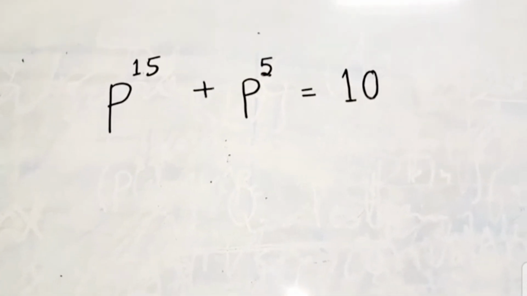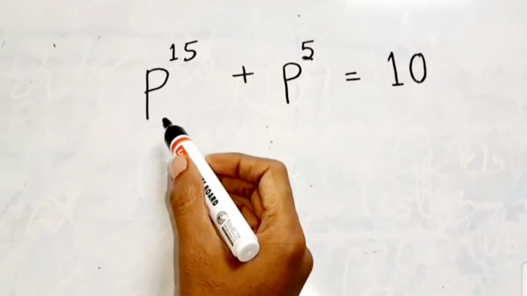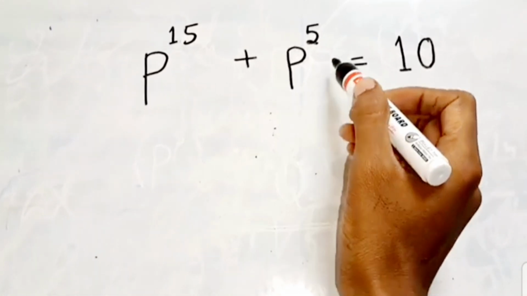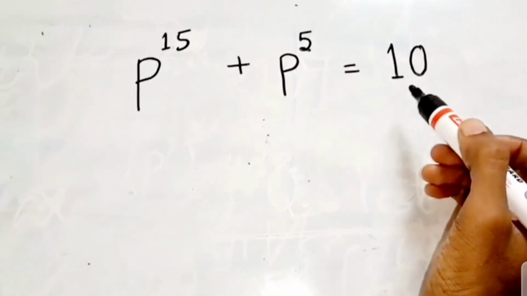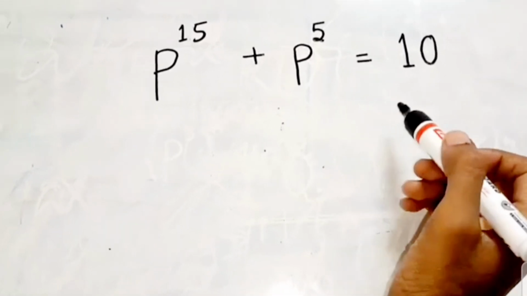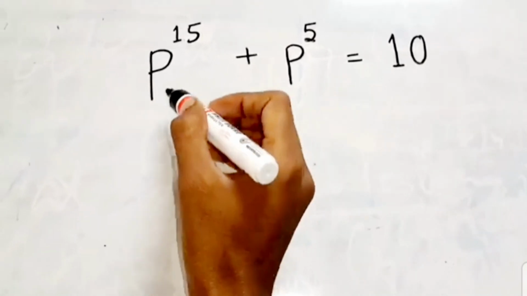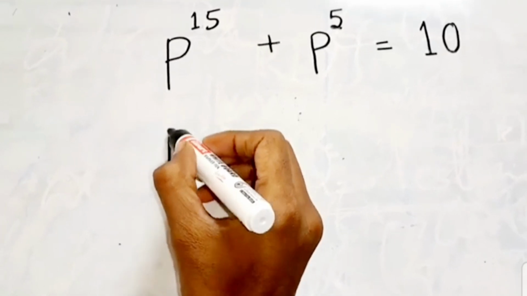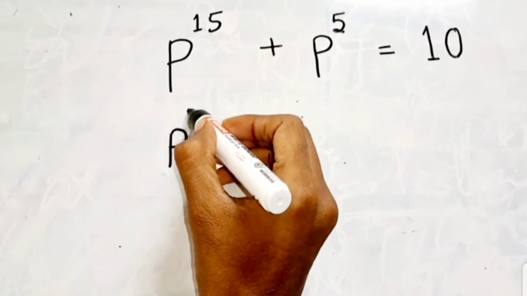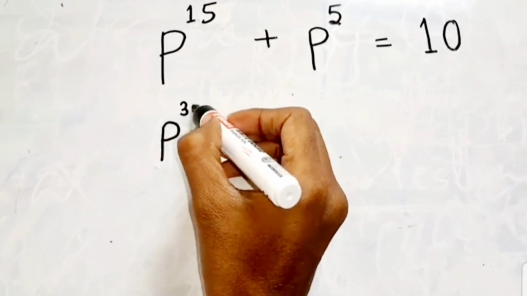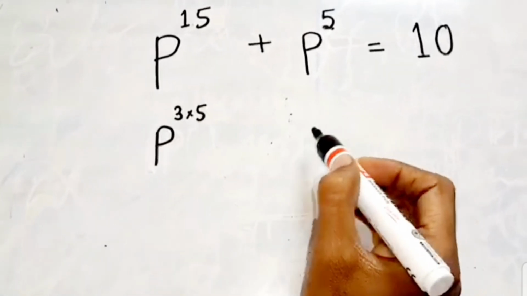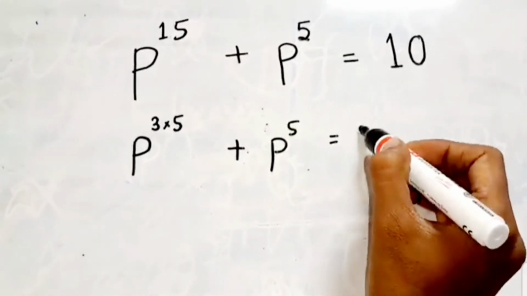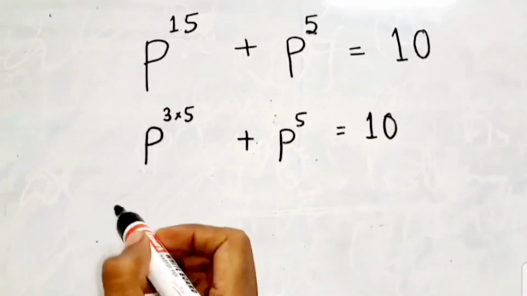Today we are going to solve this type of interesting equation given by p raised to power 15 plus p to the power 5 equals 10. How to solve this type of equation is very simple and interesting, because we will use the properties of indices. First of all, we can write p to the power 15 as p to the power 3 multiplied by 5, plus p to the power 5 as it is, equals 10.